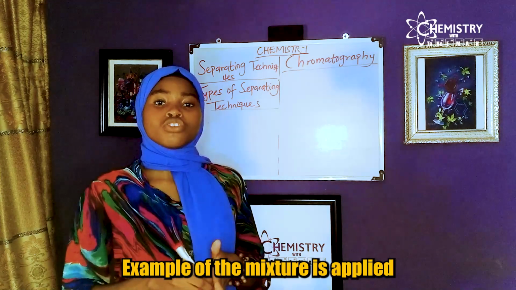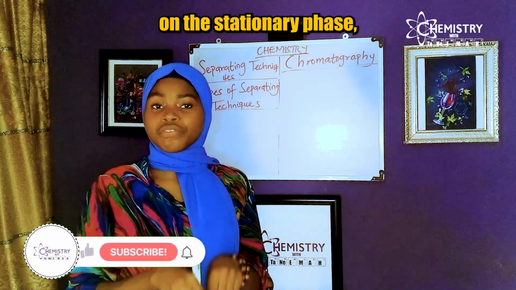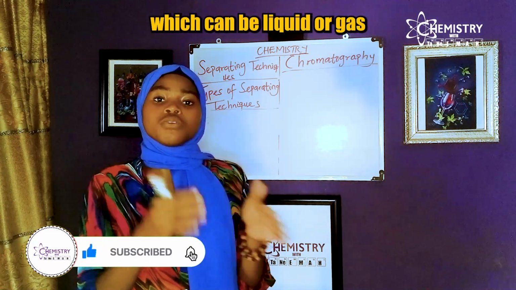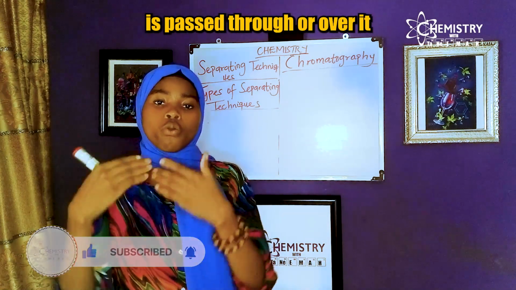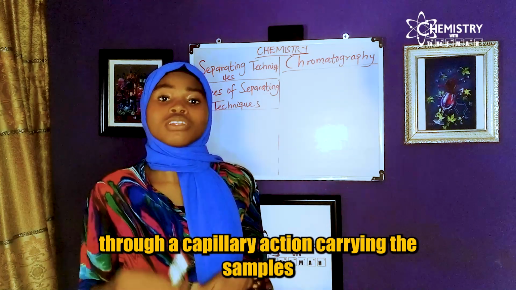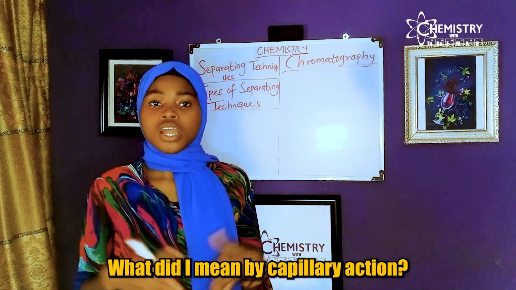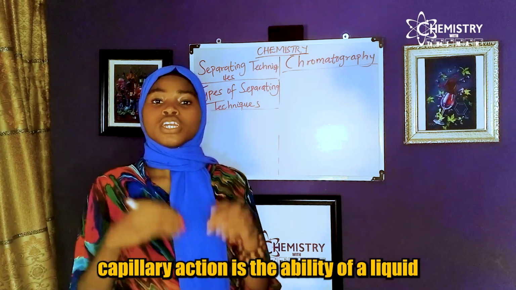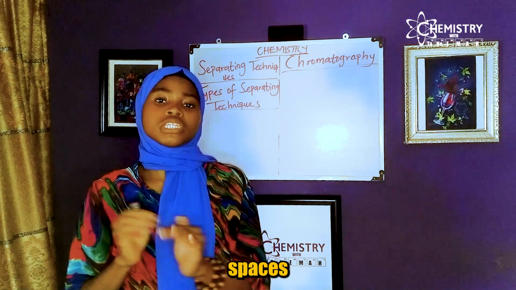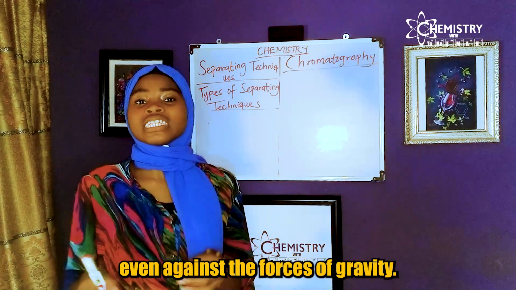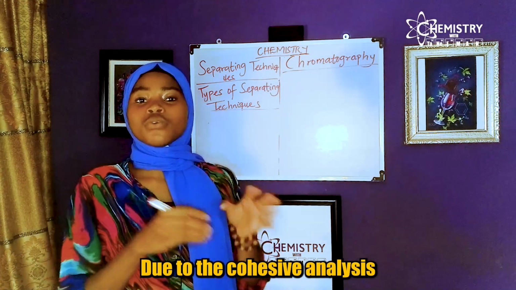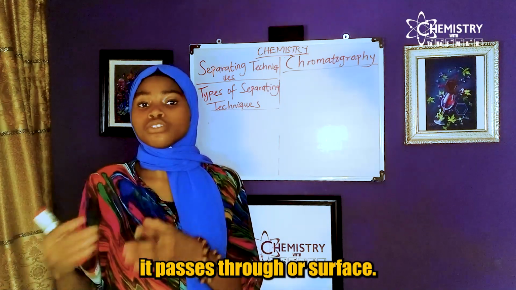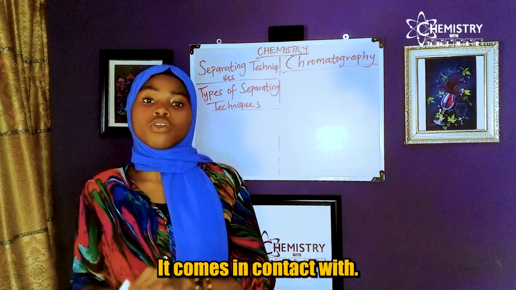The sample of the mixture is applied on the stationary phase, which can be solid or liquid, and the mobile phase, which can be liquid or gas, is passed through or over it through capillary action, carrying the samples along with it. What do I mean by capillary action? Capillary action is the ability of a liquid to flow through narrow spaces or narrow tubes, even against the forces of gravity, due to the cohesive and adhesive forces between the liquid and the surface it comes in contact with.